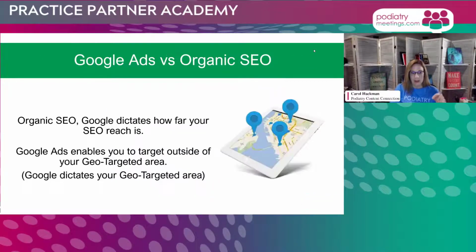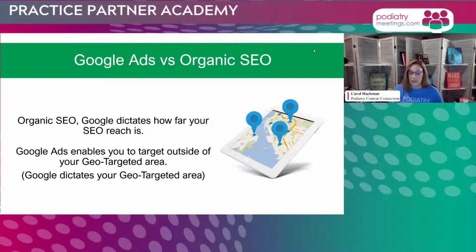So what's the difference between a Google ad and organic SEO? Well, with organic SEO, Google dictates how far that goes. And that organic SEO is built over time. And it also is by adding content, consistent content. That's the key, is consistent content to your website and those keywords to get your organic SEO to the top of page 1 of Google. Google Ads, this is what gets me really excited about Google Ads in a lot of different ways.